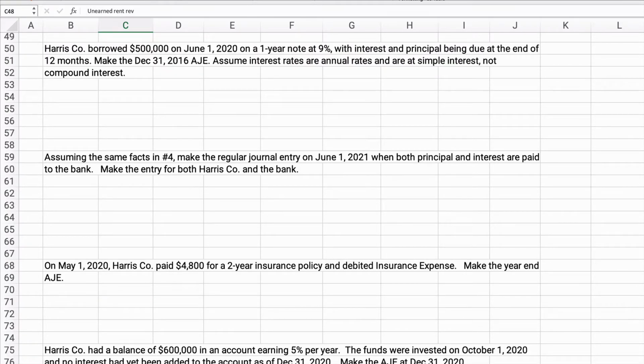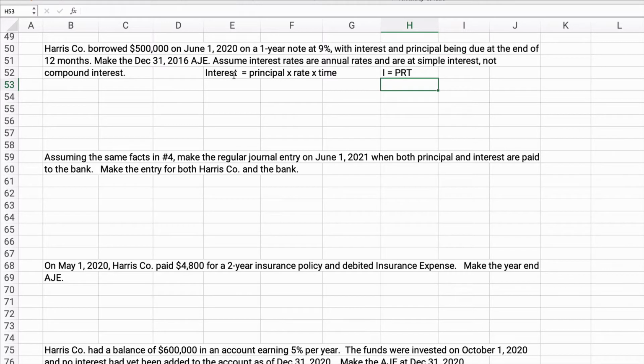All right, the next problem talks about Harris borrowed $500,000 on June 1st on a 1-year note at 9%, interest and principal being due at the end of the 12 months. Make the December 31st adjusting entry. Assume interest rates are annual rates and are at simple interest, not compound interest. So to remember, simple interest is interest equals principal times rate times time. We abbreviate it as I equals PRT, principal times rate times time. So we'll do the math on this in just a second.